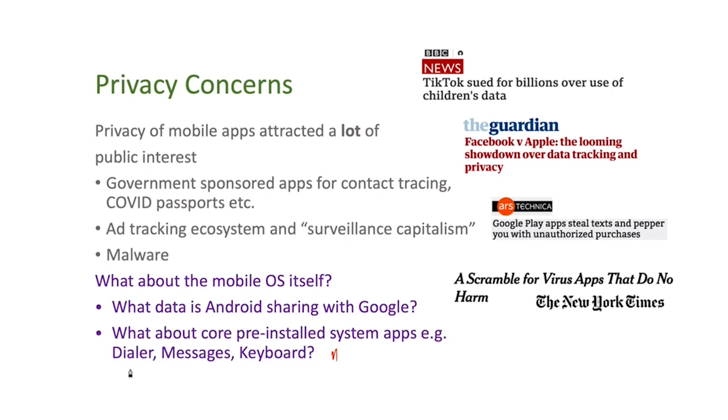The Dialer app is used to make and receive phone calls, and Messages is used to send and receive SMSs and other messages. So these are pre-installed system apps. It's difficult to use the phone at all for anything without using these apps. They're core parts of the system. And the interest is, these are Google apps, what data are they sending to Google?